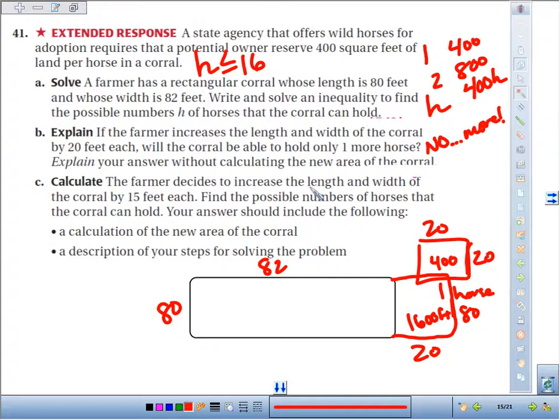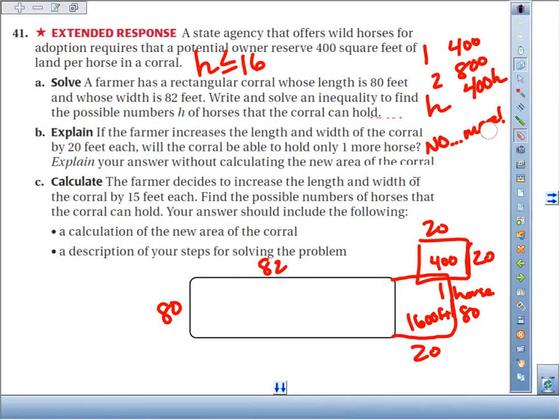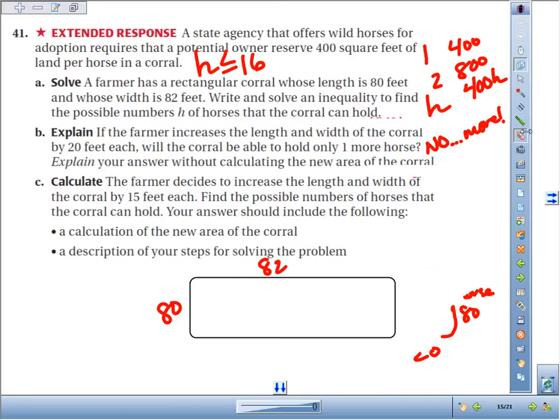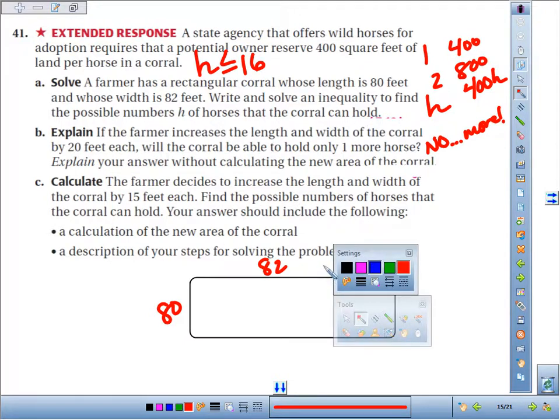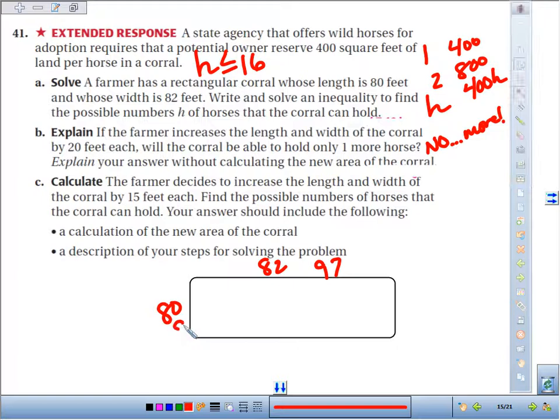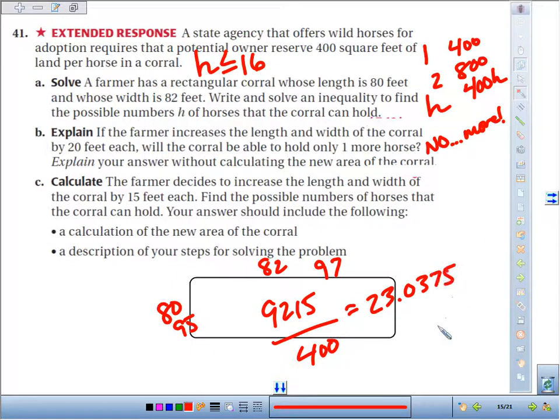Part C: The farmer decides to increase the length and the width of the corral by 15 feet each. Okay, so maybe 20 feet was too much. Find the possible number of horses that the corral can hold. So 82 plus 15 makes 97. 80 plus 15 makes 95. So the area of the new corral, 97 times 95, is 9,215 square feet. If we divide that by the 400 square feet needed per horse, we get 23.0375. You're not going to have a fraction of a horse, so we could have less than or equal to 23 horses, up to 23 horses.